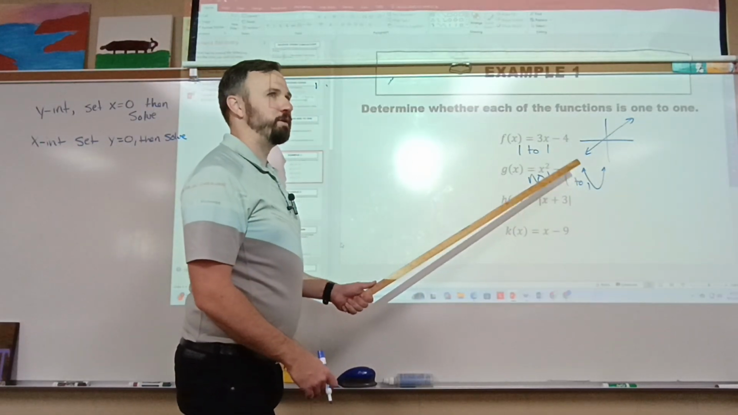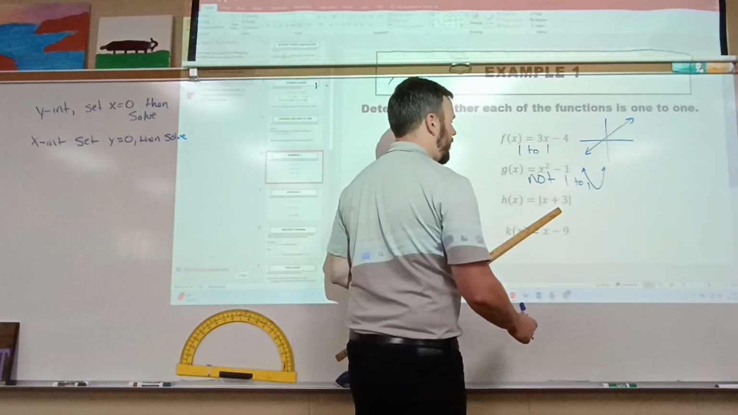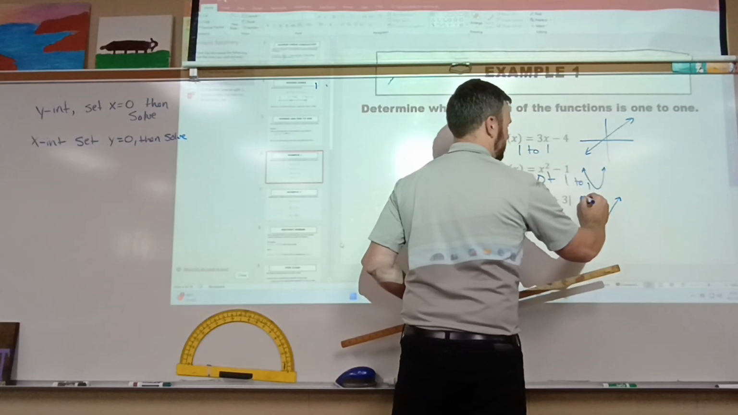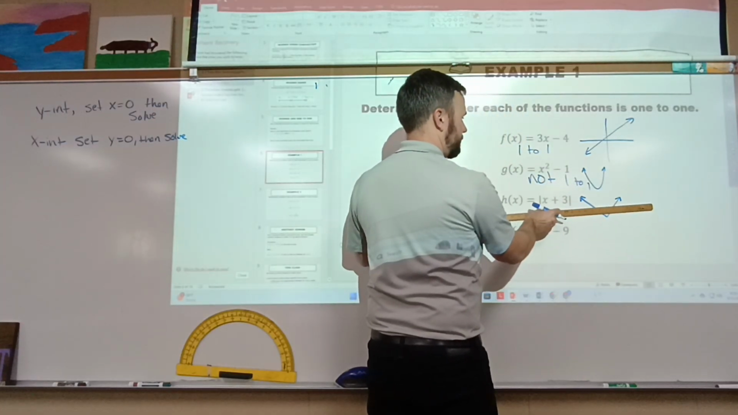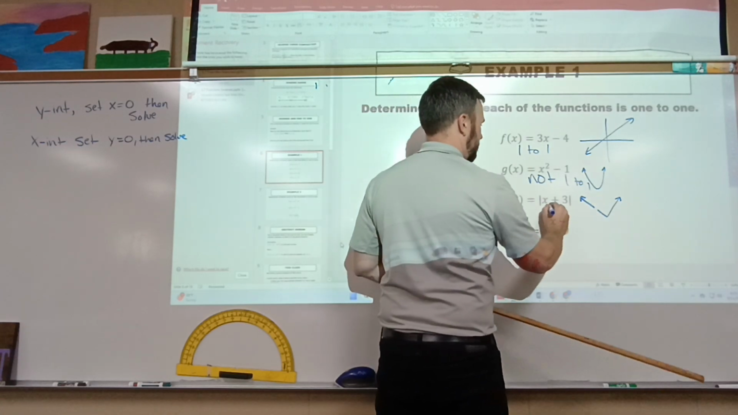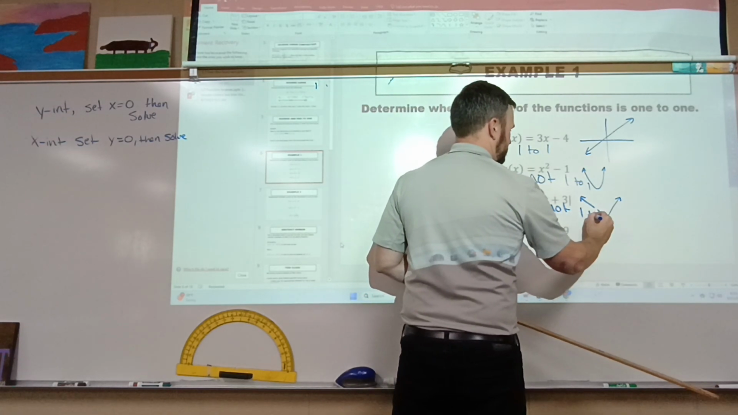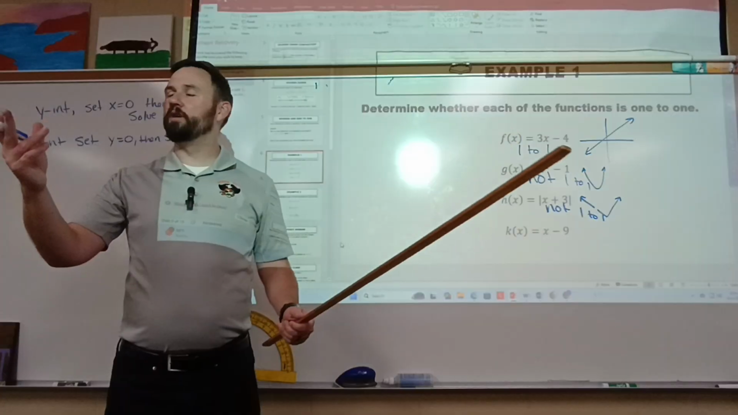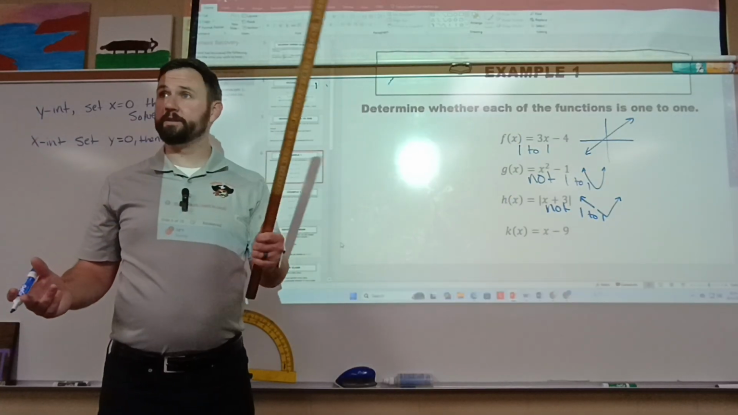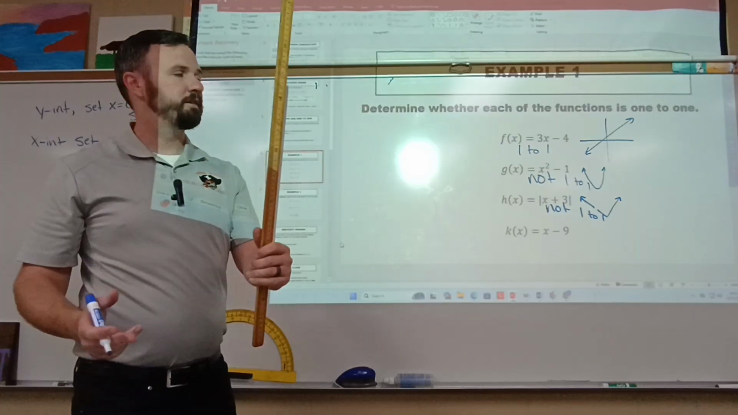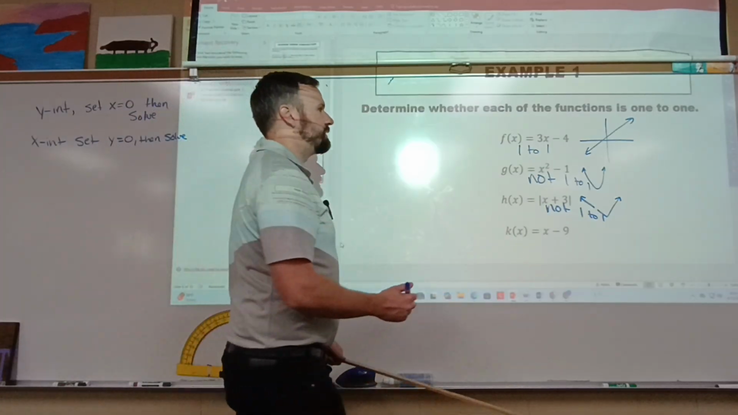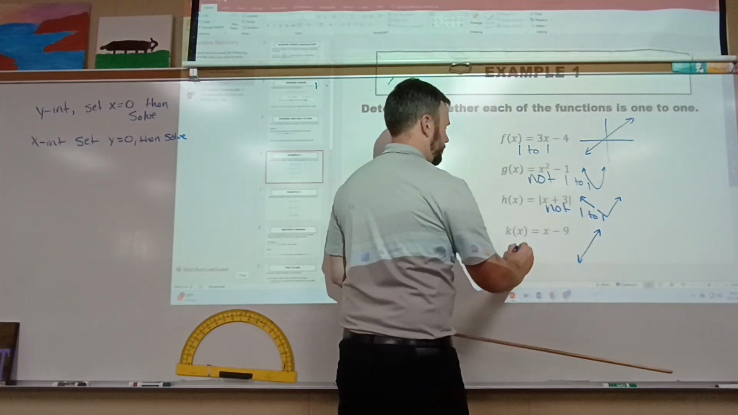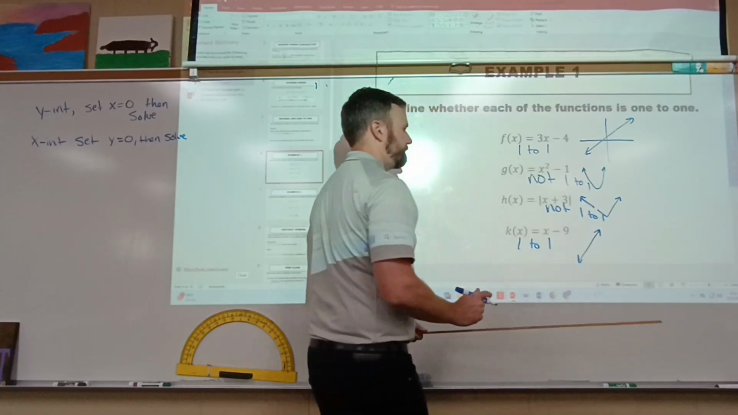I'll talk about how we can do that in a slide. What do absolute value functions look like? They look like these, right? Is that 1 to 1? No, because I hit more than once. And we also know when I go to solve that, I always set up two equations, right? If I'm setting up two equations, that's no good. And then x minus 9 is another straight line. That is 1 to 1. Okay.